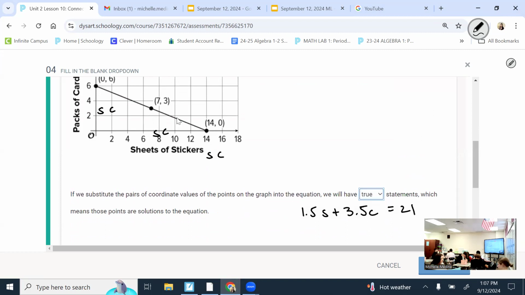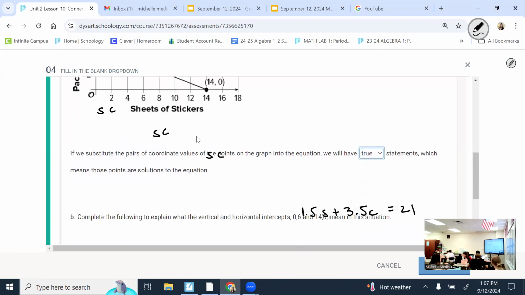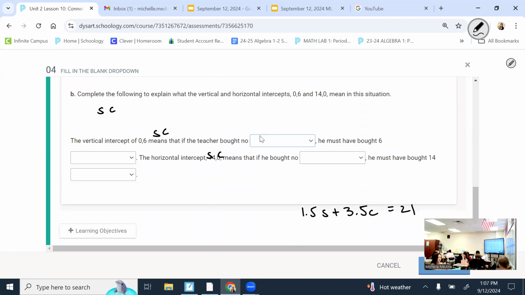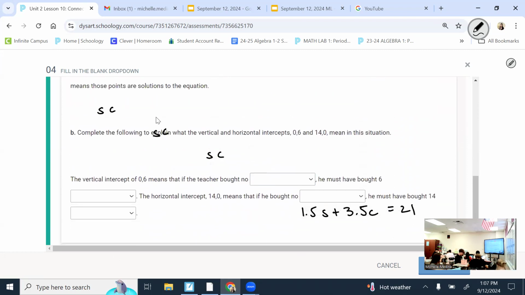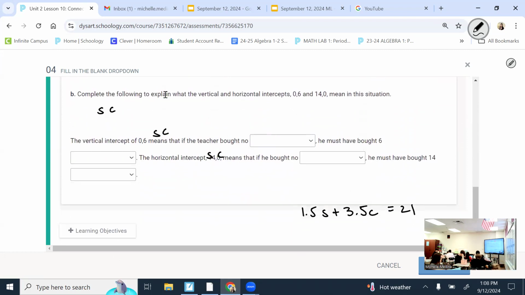So I can still check to see that they are true, but it said which means those points are solutions. So they have to be true statements if they are solutions. So without even doing the math, I'm going to say that because it's not saying they're wrong. They're just saying to prove that they're solutions. Then it says complete the following to explain what the vertical and horizontal intercepts mean in this situation.